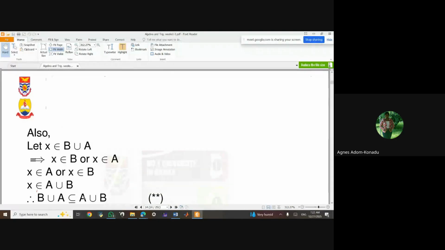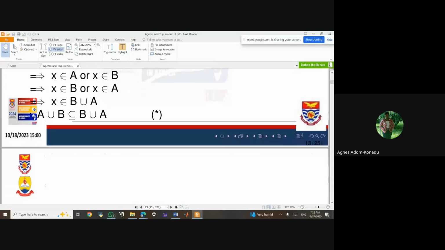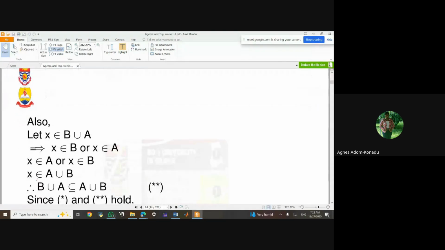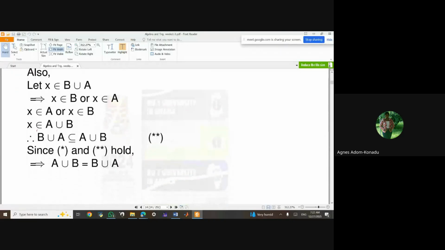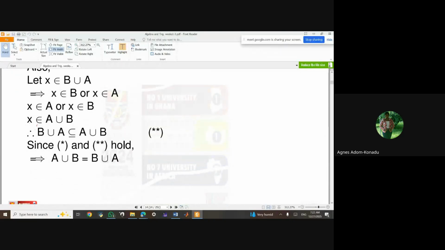And since we've been able to show that A union B is contained in B union A, and then B union A is also contained in A union B, then we conclude that A union B is equal to B union A.